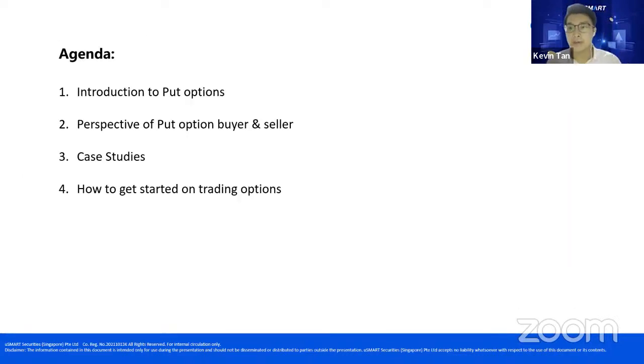Today will be a very quick run through of the agenda. We will look at what exactly put options are, taking the perspective of both the put option buyer as well as the seller. Thereafter, we will do a few case studies. And lastly, I'll walk you through how you can get started on trading options.